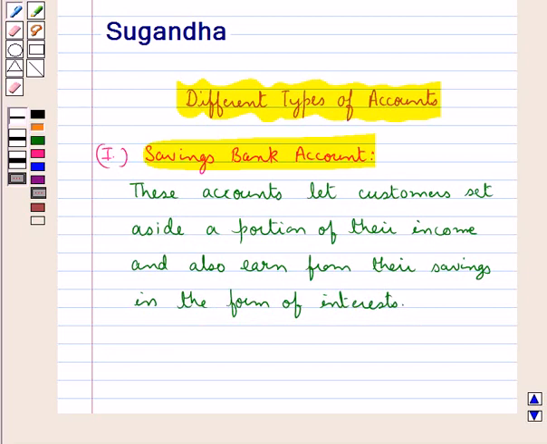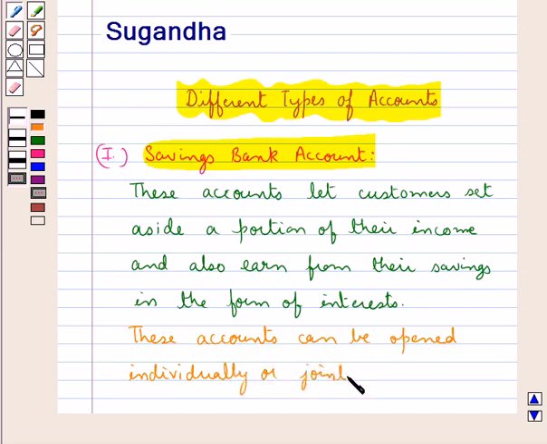In a savings bank account, a customer may deposit or withdraw money anytime at his own convenience. These accounts can be opened individually or jointly with others.